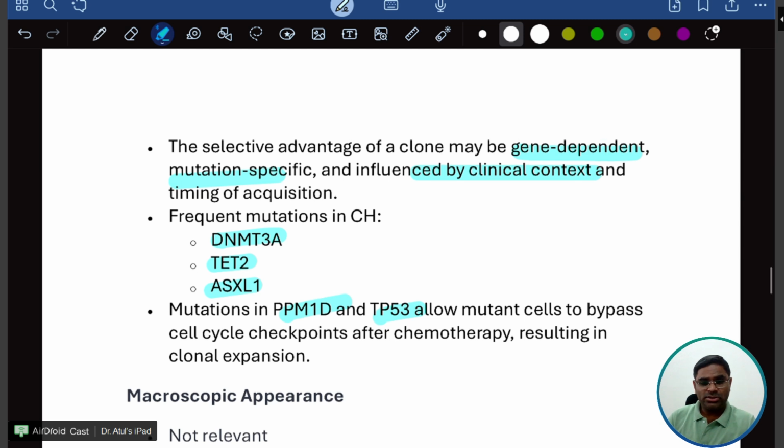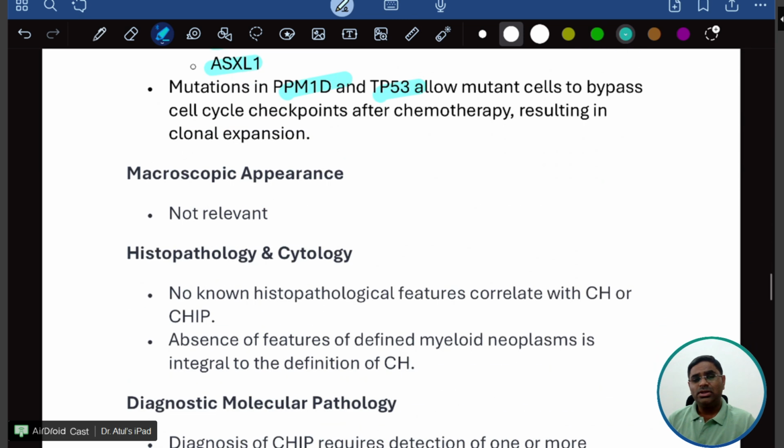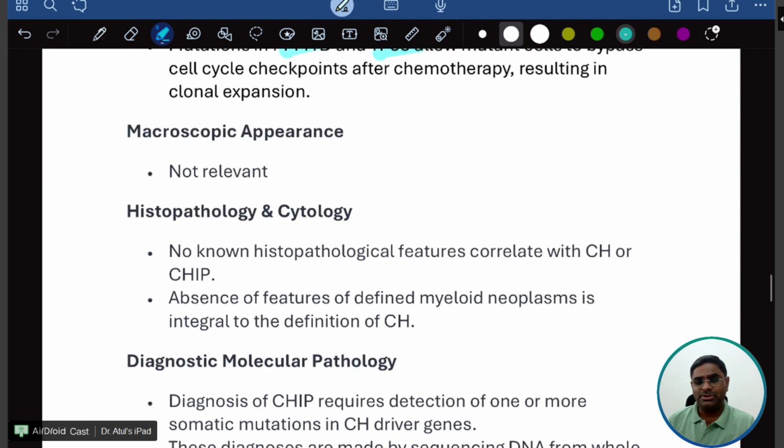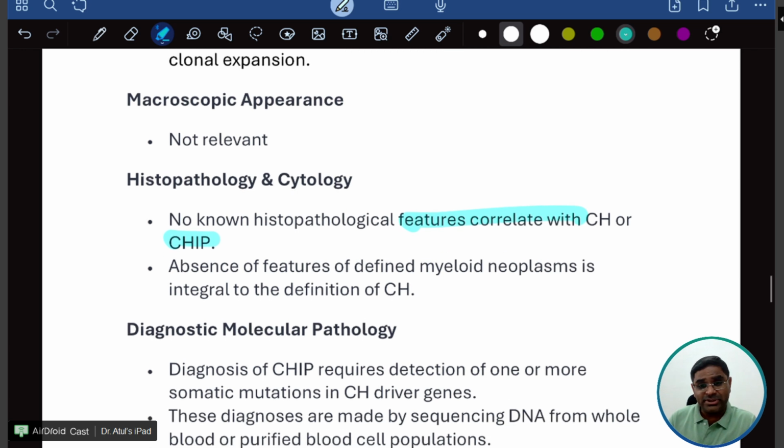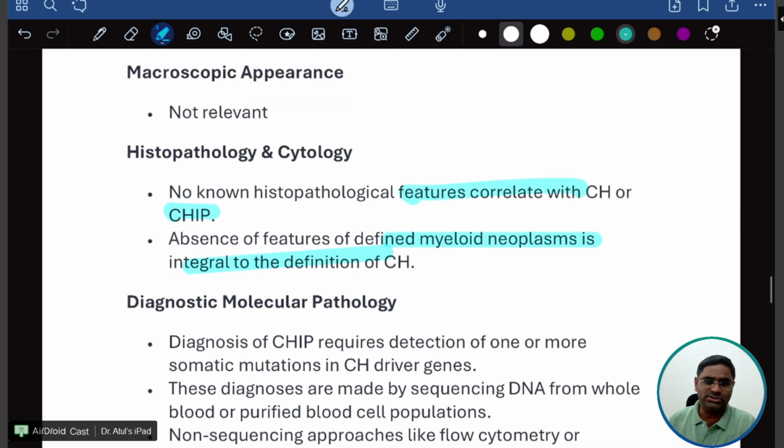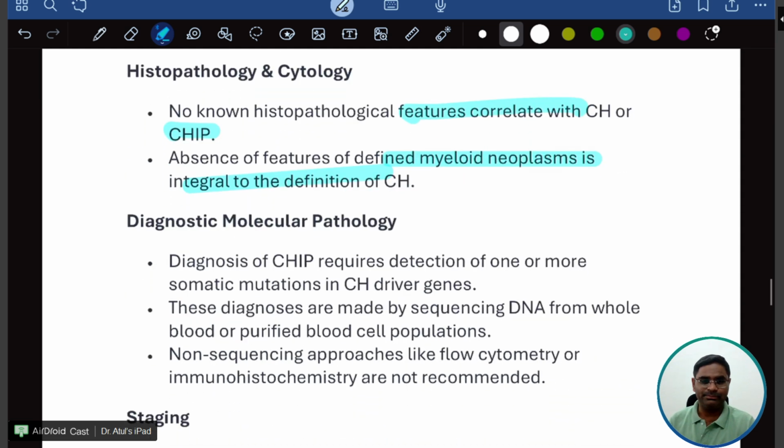There is no relevant macroscopic appearance. Even there is no known histopathological feature that correlates with CH or CHIP, that is clonal hematopoiesis of indeterminate potential. But the absence of features of a defined myeloid neoplasm is integral to the definition of CH. So we should always rule out a defined myeloid neoplasm. That is the only histopathological significance.